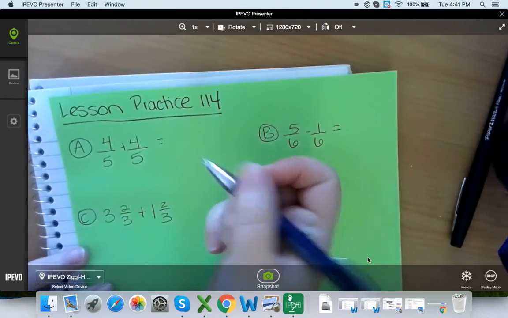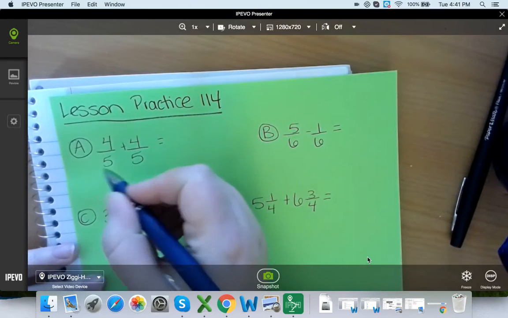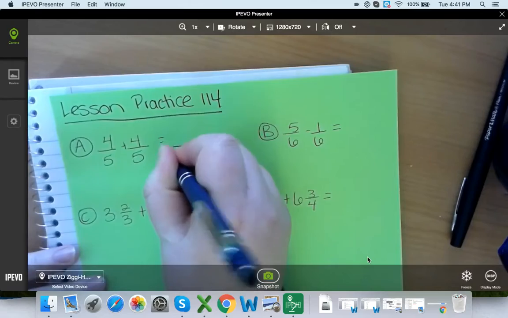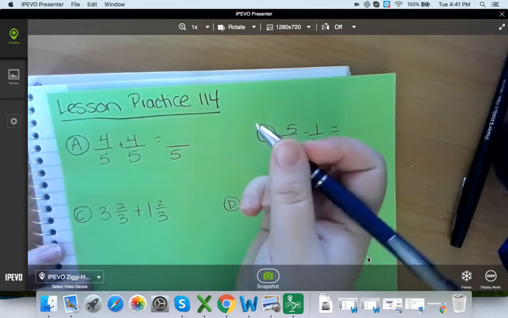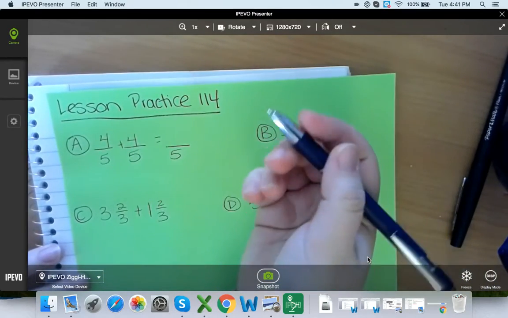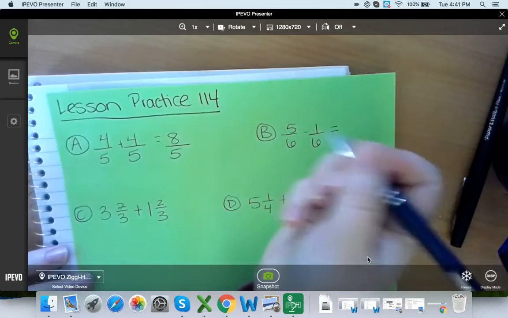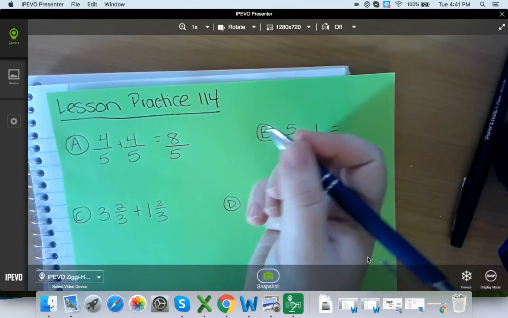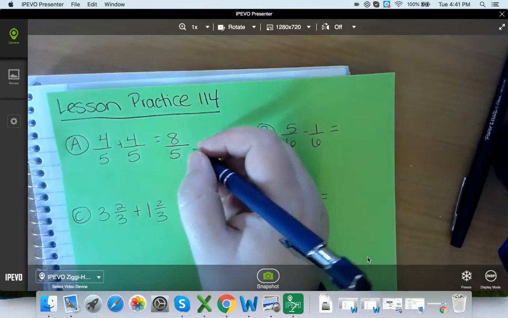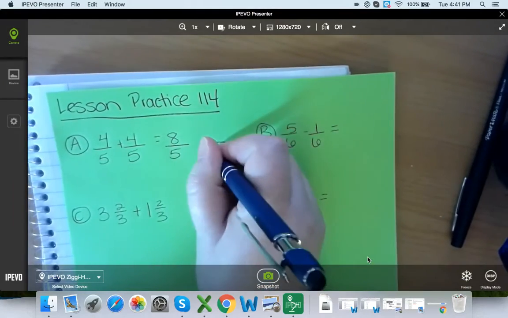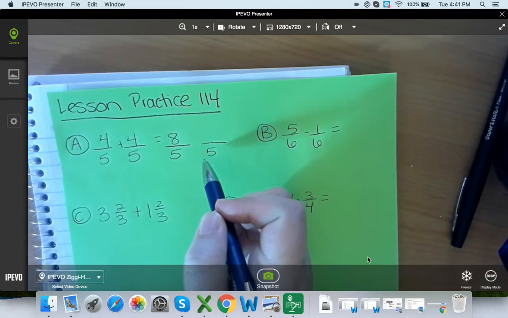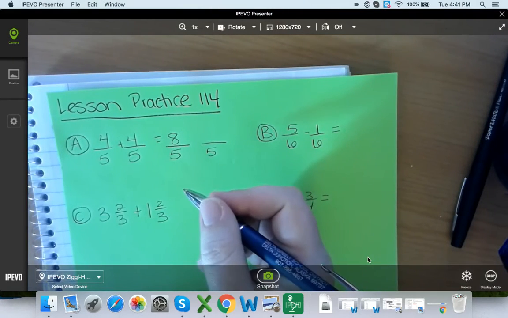Letter A. When we have the same number on the bottom, we can just keep that same number. Makes fractions kind of nice and easy like that. Then we just add our numerators. So 4 plus 4 is 8, but we know this is an improper fraction and we cannot leave them like that. So the best way to make it correct is to keep that denominator, but now ask yourself, how many times can 5 go into 8 without going over?